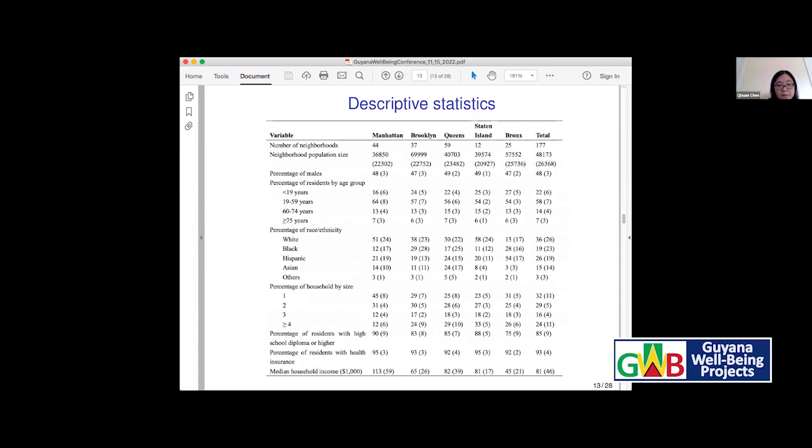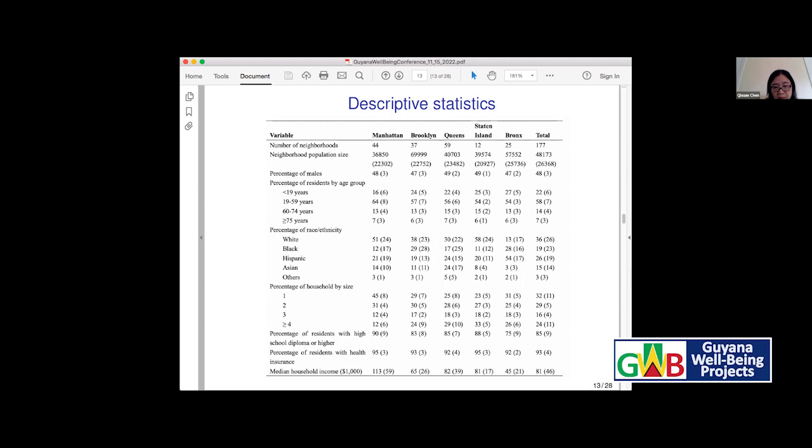For the results, this table shows the comparison across all the neighborhoods in our study. In total, there are 177 neighborhoods. And you can see, for example, for the race variables, Manhattan is dominated by White residents, but if you look at the Bronx, it is dominated by Hispanic residents.